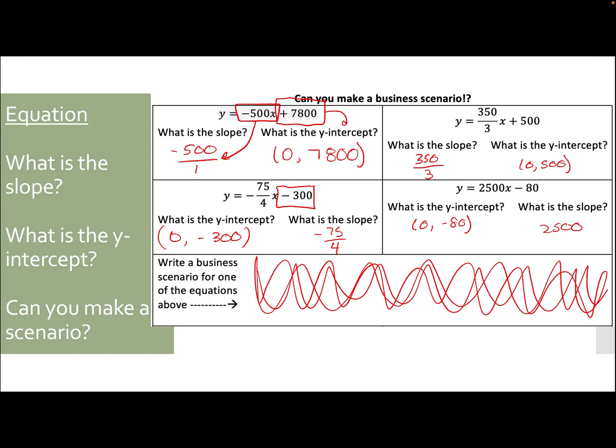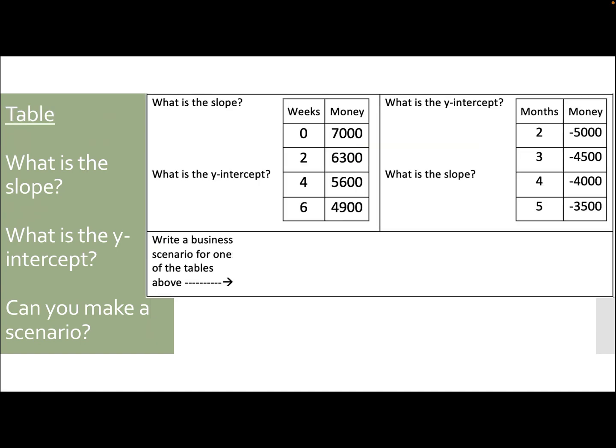Pulling from an equation gets pretty easy. The last step in this process is, can we do that from a table? So now we give you a table, and we just have to figure out what's our slope, what's our y-intercept. Okay? Y-intercept, remember, is always across from 0. So if we look at our weeks column, we need to find a 0. In this case, we have one, which is here. So I'm going to go ahead and look. Okay, so I know my y-intercept is (0, 7,000).